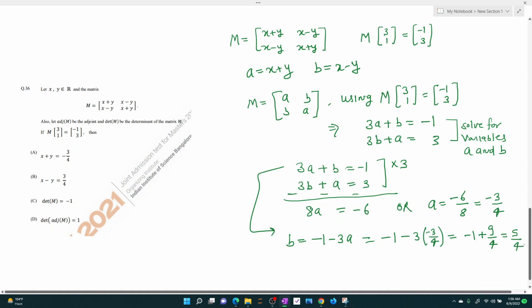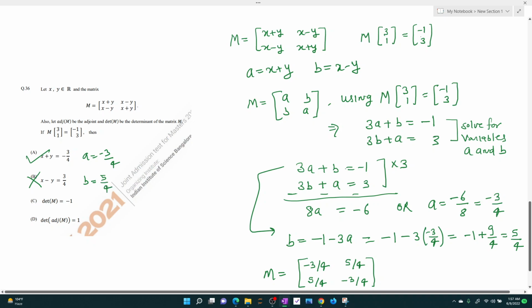So I can see that my matrix M now looks like this. The value of a is minus 3 by 4, right? The value of b is 5 by 4, so here again 5 by 4, and here again minus 3 by 4. Make sense? Okay. And from here we can say that option A is correct, right? Option A is equal to minus 3 by 4. And option B is wrong, as b is not 3 by 4, it is 5 by 4, right?